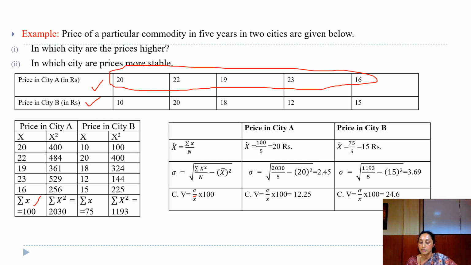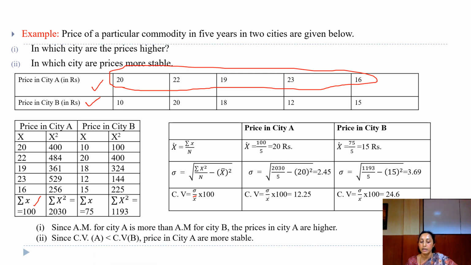So similarly, let us find the standard deviation in the price by using the formula listed here, and then if you substitute all the values, we get 2.45 as the standard deviation in the price. Then coefficient of variation, substitute all these values. So standard deviation is 2.45 and the average is 20, multiplied by 100, we get 12.25. So similarly, calculate the average price in city B, the standard deviation in the price in city B, and similarly the coefficient of variation for the prices in city B.